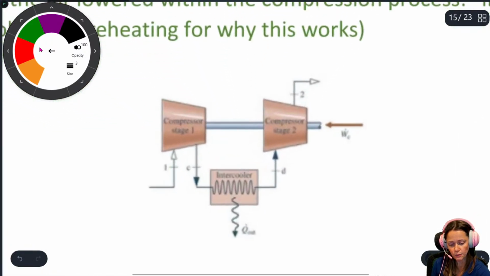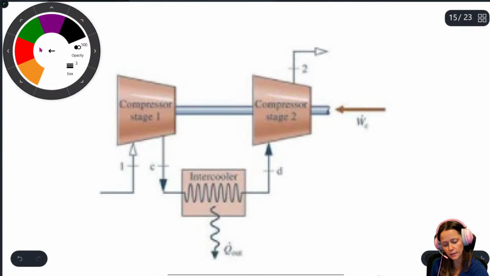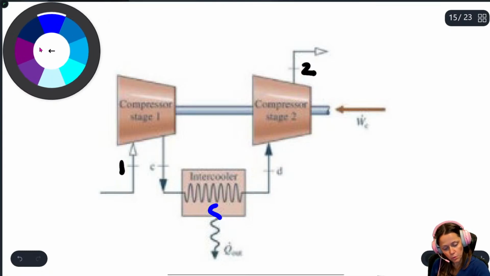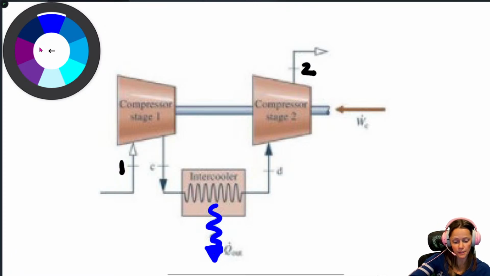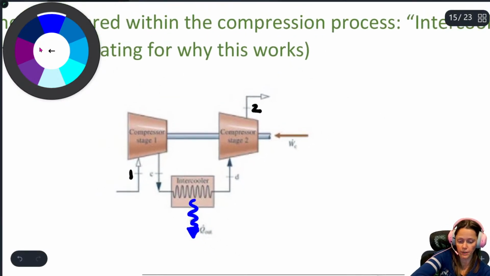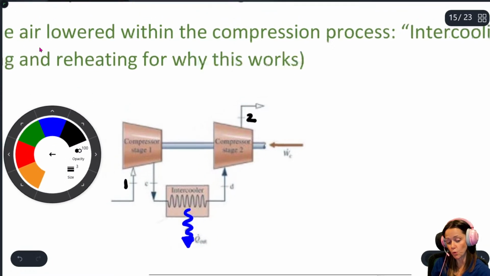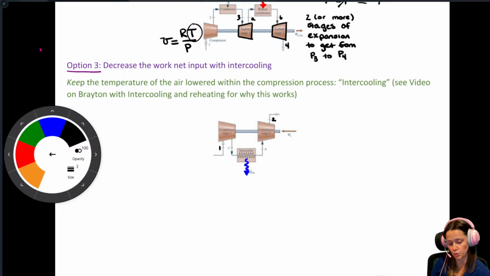So instead of compressing from P1 to P2 in one single stage, we divide it up and we just remove heat. We cool things down in the middle. So we compress it a little bit, get rid of some of that heat, and then compress it fully to that final desired pressure. So you're compressing in 2 stages or more stages as opposed to just one.